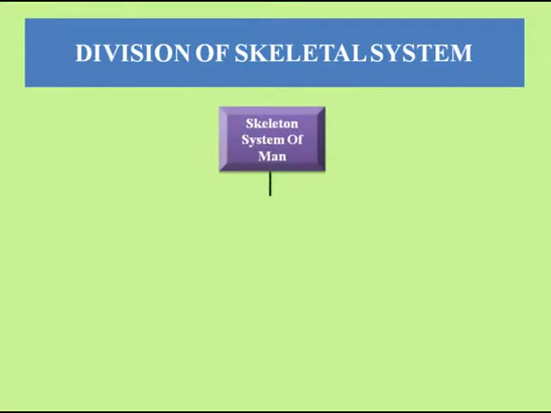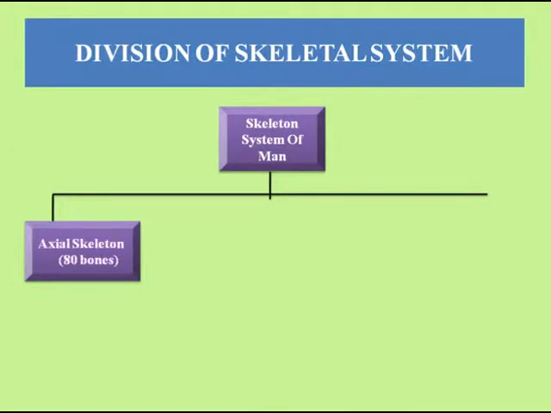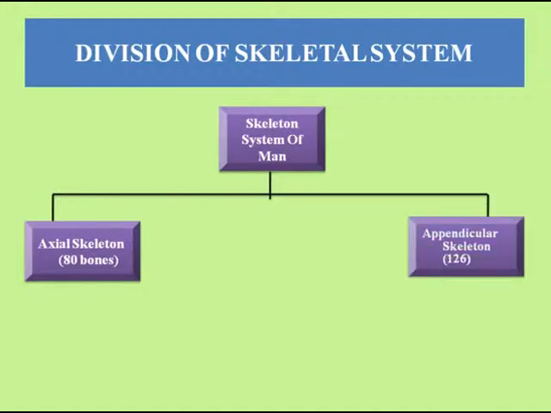Now, division of the skeletal system. Actually, the skeletal system of man is divided into two types. First one is the axial skeletal system, which consists of 80 bones. Another one is the appendicular skeletal system, which consists of 126 bones. First of all, the axial skeleton. Actually, it is the central axis of the human body, meaning the axial skeleton consists of the 80 bones along the central axis of the human body.